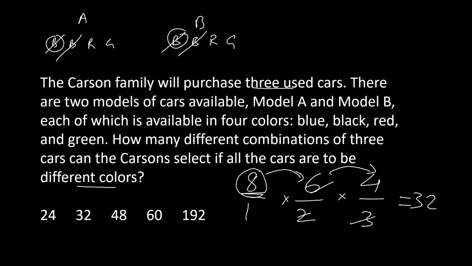Lakshmanan, did you understand? Yes, but I tried like this. There are 2 models and 4 colors, and you have to select 3 cars out of these available options. So either 1 from model A and 2 from model B, or 1 from model B and 2 from model A. Okay, that makes sense. But then they have to be of different colors.